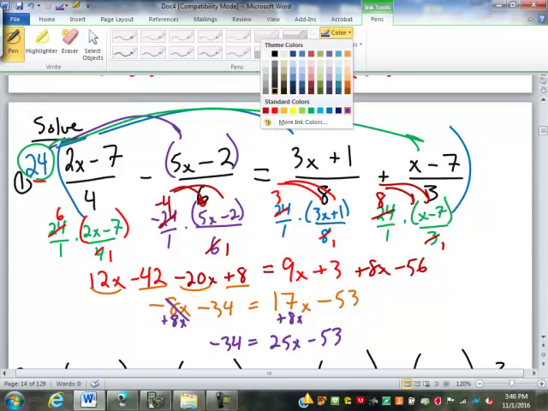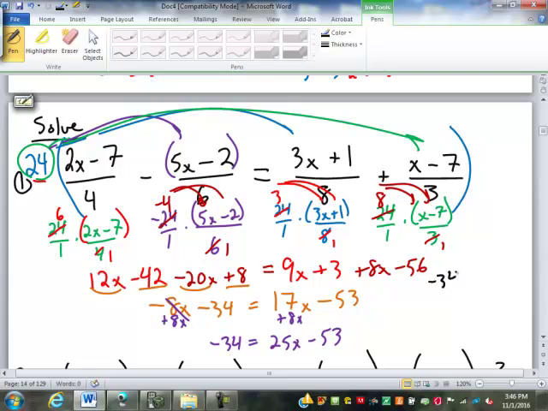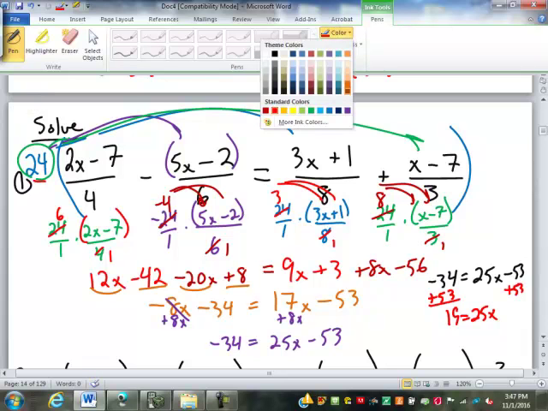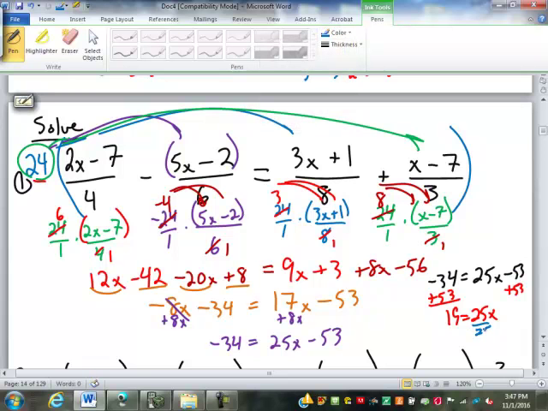So I'm going to go back over here. I'm going to rewrite that. To solve this, I am going to add 53 to both sides. So this is now 19 equals 25x. And I'm going to divide by 25 on both sides. x is 19 over 25. 19 divided by 25 can't be reduced, so it's 19 over 25. Anybody get 19 over 25? On your calculator? Okay.